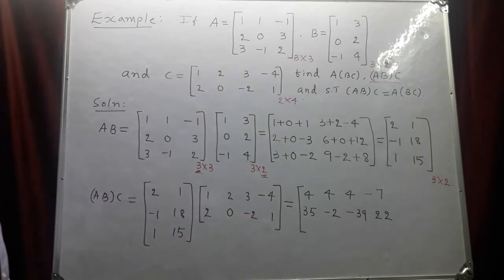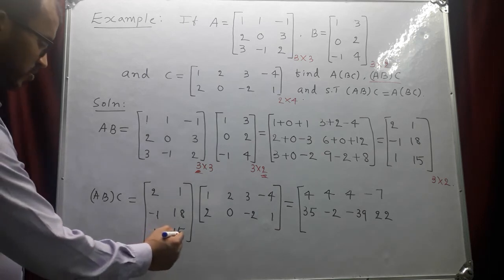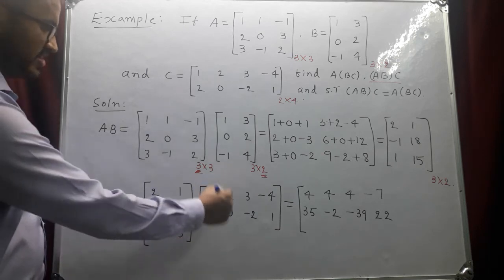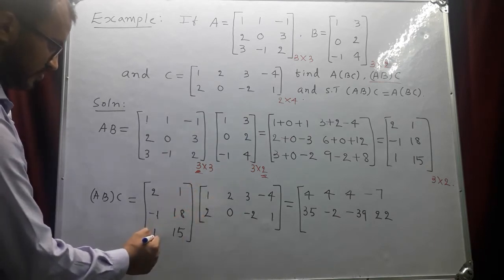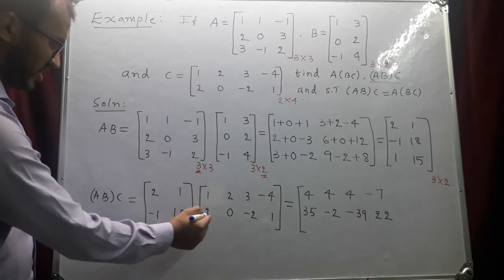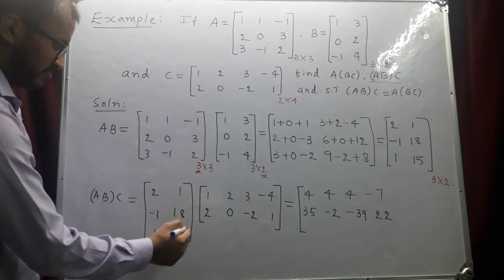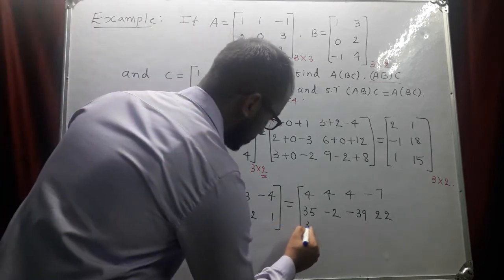To get the third row elements, consider the third row of the first matrix with different columns. So third row, first column: 1 into 1 plus 15 into 2. It is 1 plus 30, 31.